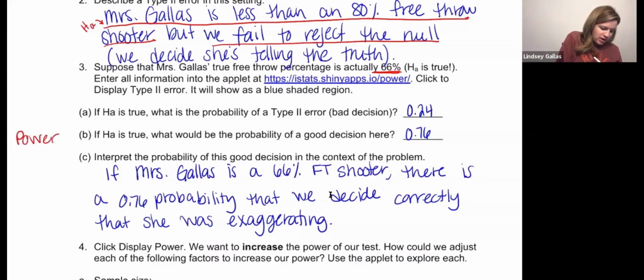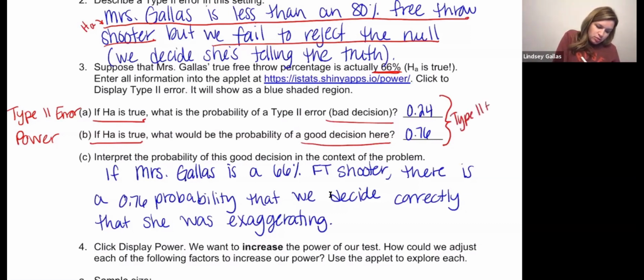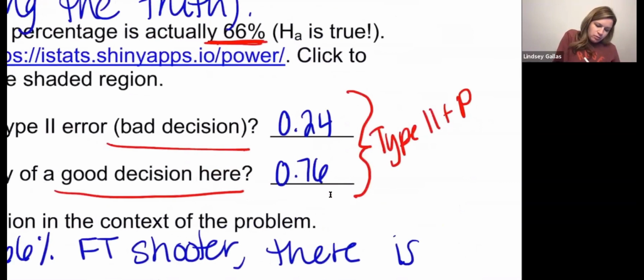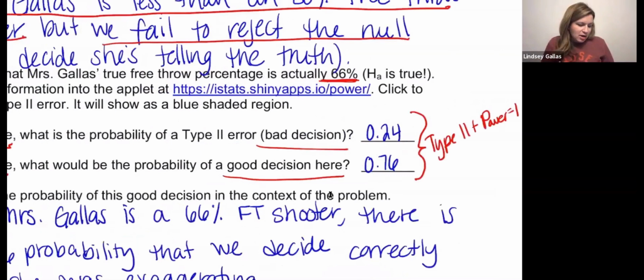So next to part A, I'm going to write this is a type 2 error. And so a type 2 error, again, is when the alternative is true, but we make a bad decision. So what is power? Well, then power is the flip side of that. The alternative is true, but we make a good decision. And you'll notice over here that these two things add up to 1. They're complements. So type 2 plus power equals 1.